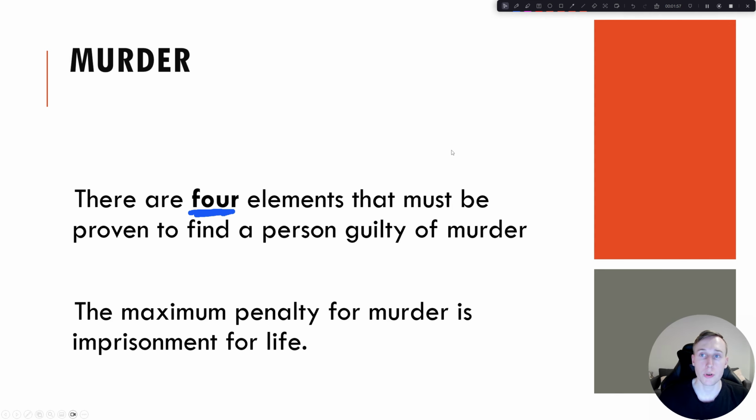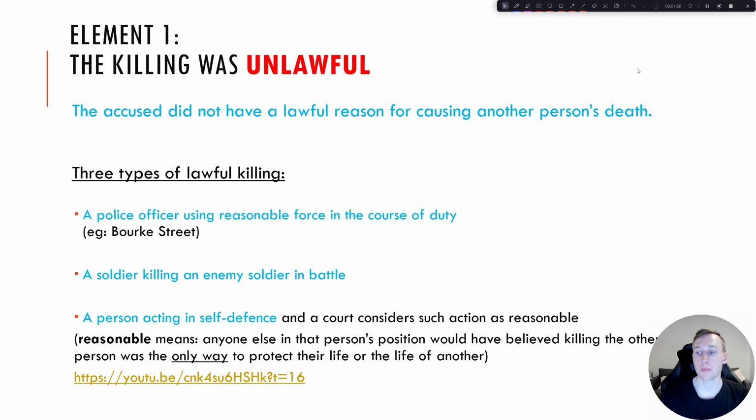So for the first element of murder, there are 3 categories of people that can lawfully kill someone in Australia. Those people are a police officer using reasonable force in the course of duty. And what we mean by reasonable is that it's the only way to maybe get out of a sticky situation. So for example, an accused person is running at a police officer with a gun. The police officer might respond by shooting them. That would be a lawful killing. Secondly, it's a soldier killing an enemy in battle. And lastly, someone acting in self-defense.